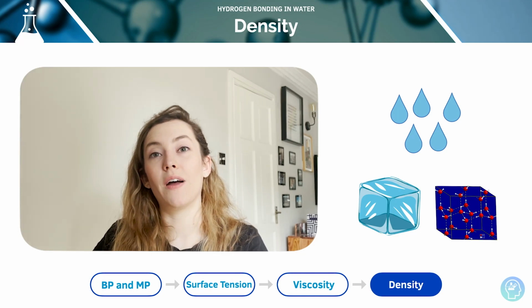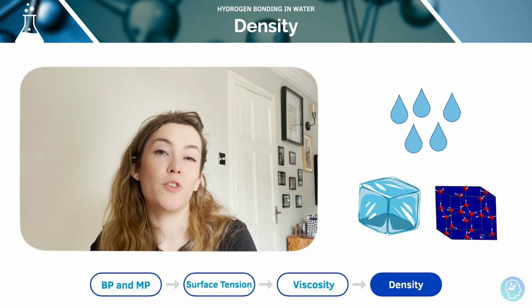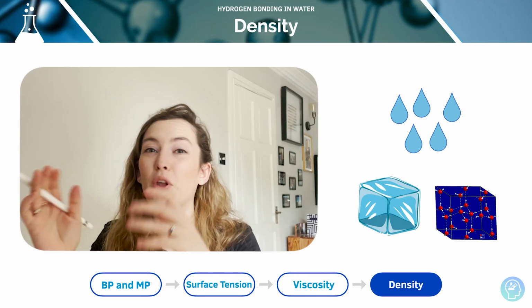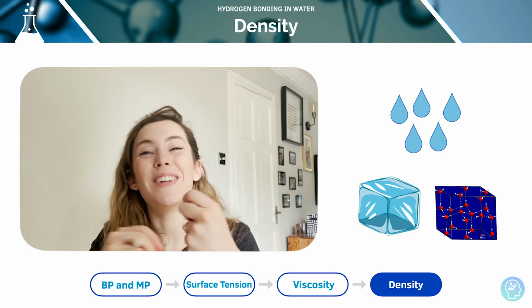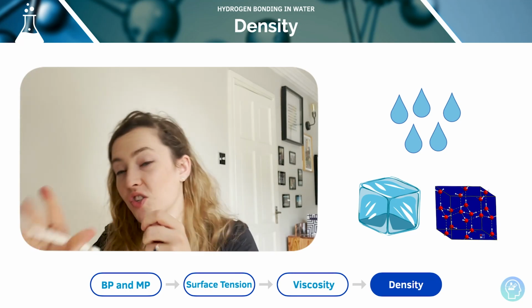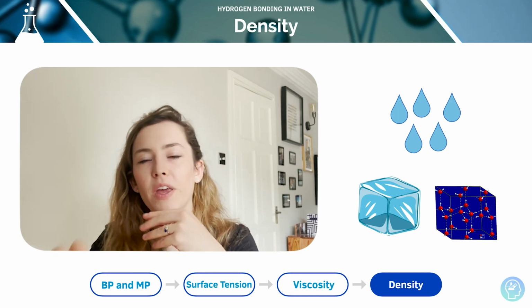In liquid water, there are 4 possible hydrogen bonds that can form from each water molecule, but not all 4 are formed. There's too much energy, the molecules are moving around too much. It's in a dynamic state. Those hydrogen bonds are constantly breaking, reforming, breaking, reforming, breaking, reforming.